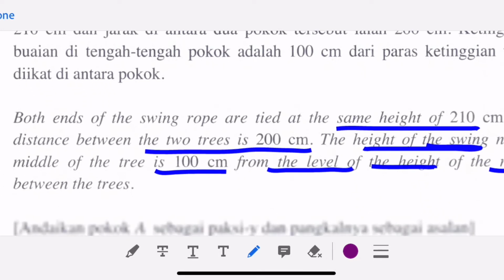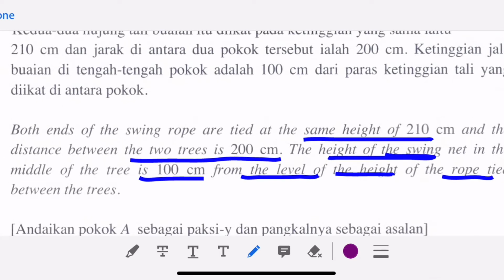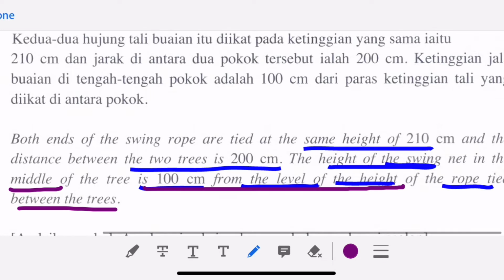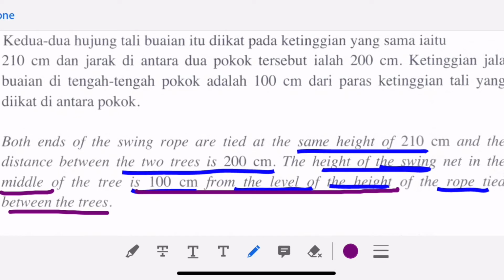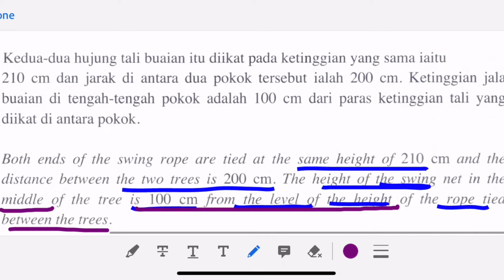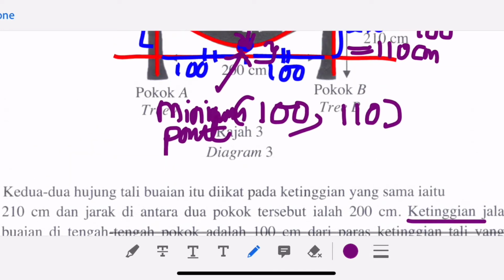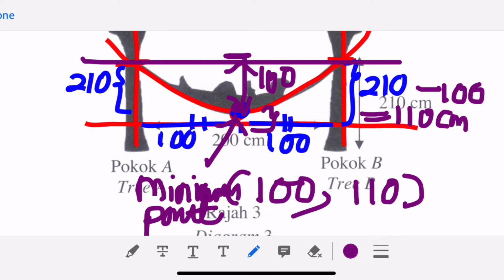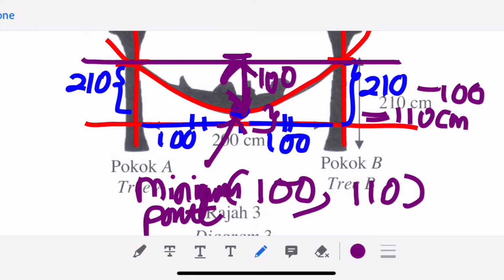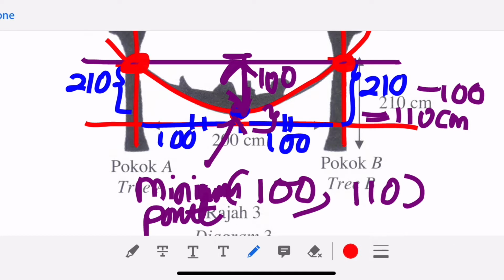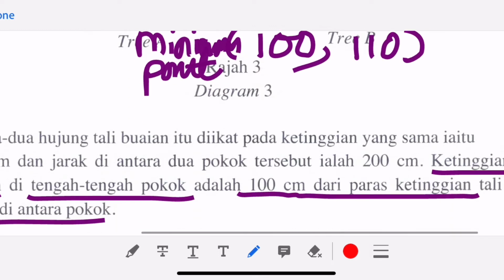By looking at this sentence, the height of the swing net in the middle of the tree is 100 cm from the level of the height of the rope tied between the two trees. If you are very confused, you can double confirm with the BM version. Okay, the BM version is saying that ketinggian jala buayan di tengah-tengah pokok adalah 100 cm dari paras ketinggian tali yang diikat antara dua pokok. Okay, that shows it is very clear that this is 100 centimeter from the level the rope was tied. Alright, so this is confirmed 100 centimeter.